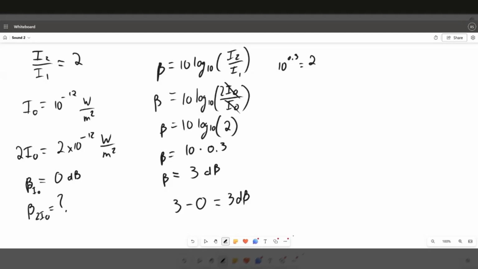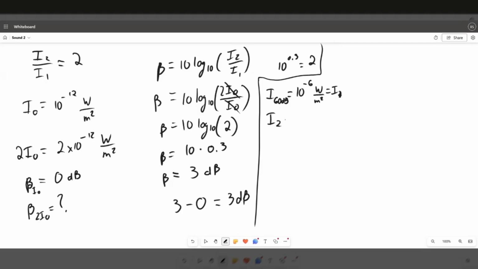The question now is, does that hold for any sound that's twice as loud as any other sound? So let's verify that. For normal human conversation, we said that the intensity for 60 decibels was 10 to the minus 6 watts per meter squared. So I'll just call that I1, and we want I2 to be twice I1, and so that would be 2 times 10 to the minus 6.